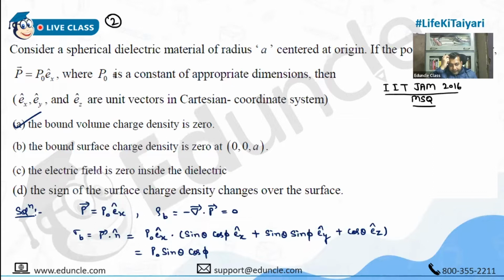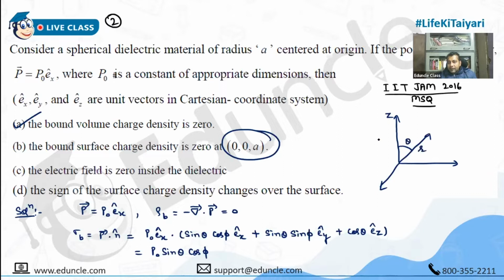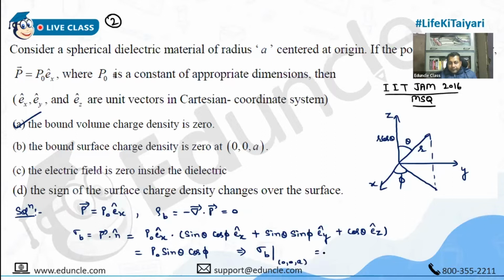Okay. Yes, sir. So now at this point, what is the value of theta? You remember, this theta angle is with z axis. Like this. This is r cos theta. Remember? Yes, sir. This was phi. So theta is zero, na? When the point is lying on z axis, for that theta is zero. So if theta is zero, then sigma b will be zero. Am I right? So b option is also correct, na?